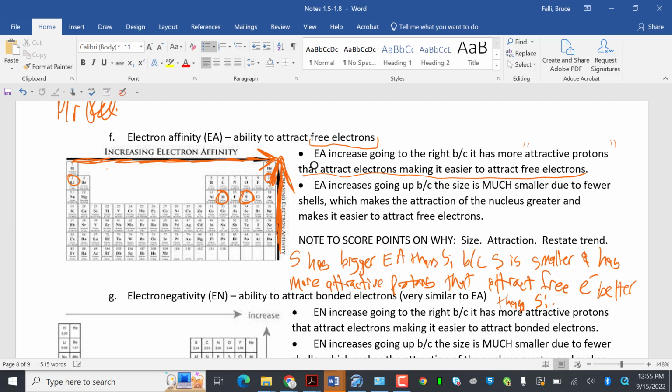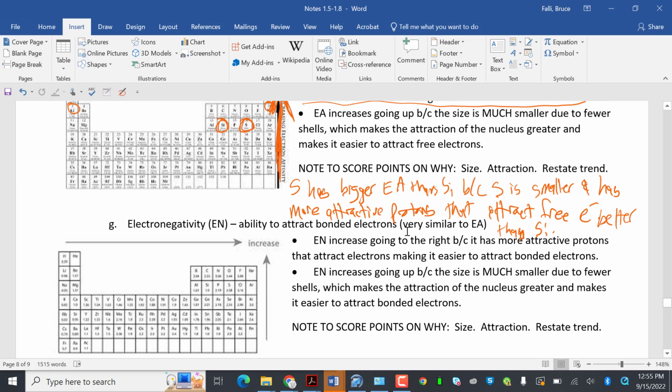All right. Electronegativity. This is almost the exact same thing. It's really weird. Electronegativity is the ability to attract bonded electrons. So if you're attractive to single people, you might also be attractive to married people. Don't cheat on your wife. That's bad, bad, bad. Don't cheat on your husband. That's bad, bad, bad.